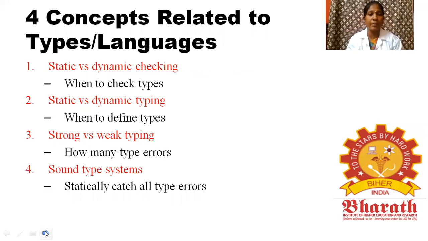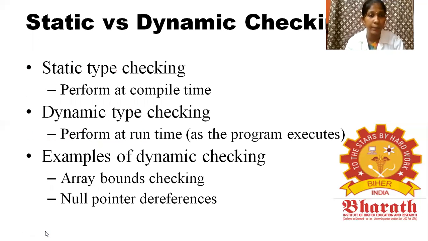We have four concepts related to types in languages. Static versus dynamic checking is about when we check types. Static versus dynamic typing is about how we define the types. Strong versus weak is about how many type errors there are. Sound type systems means we have to catch the type errors statically.